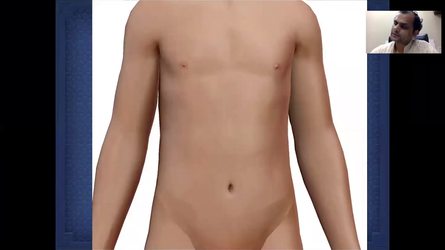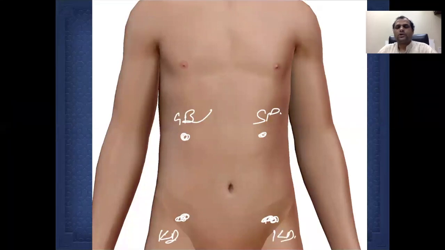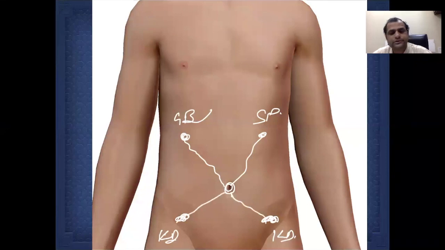So let's see in this image. This is the gallbladder. This is the spleen, kidney, kidney. Now what we are doing: from the navel region, we are connecting the gallbladder, connecting the spleen, connecting the kidney, and connecting this kidney also. And just in between, we are taking one point. So we got 4 more points.